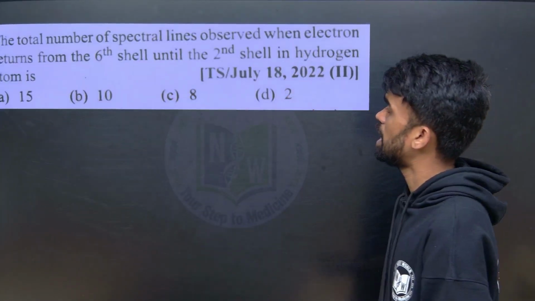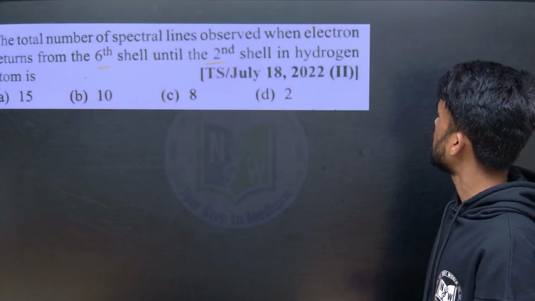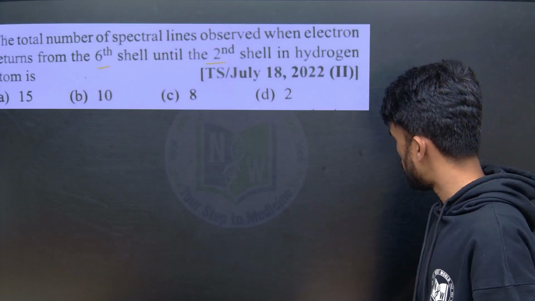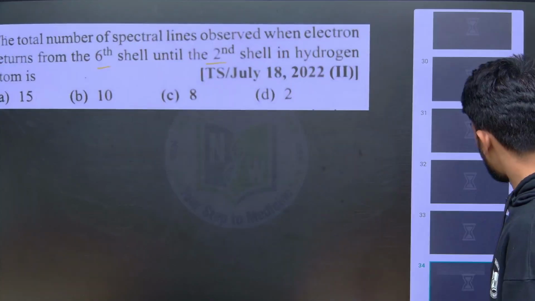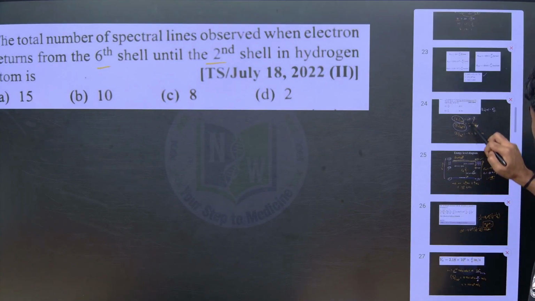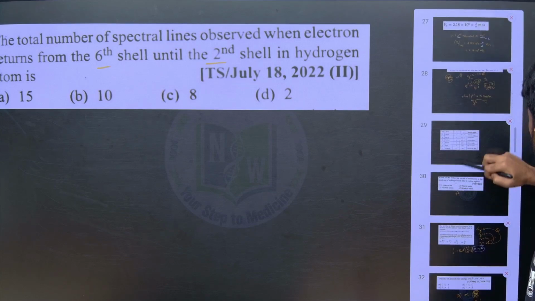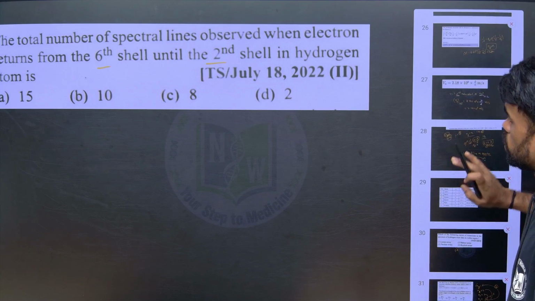Okay, then next, the total number of spectral lines observed when an electron returns from the 6th shell to the second energy level. Here I have given a formula. You need to write this formula in your notes first. This is one of the important formulas which you need to highlight in your notes. So let me show you here. See here.